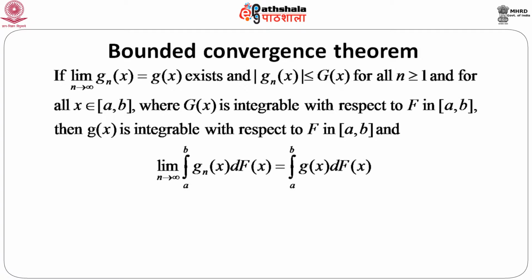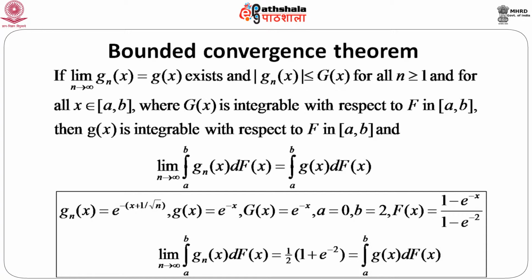So, g x is the limit of this sequence of functions, and this has been incorporated here. This looks quite natural, and so we are going to explain this using an example. Now, suppose g n x is a function which is e to the power minus of x plus 1 by root n. Naturally, if you take the limit with respect to n, then 1 by root n goes to 0, and hence g x is nothing but e to the power minus x.